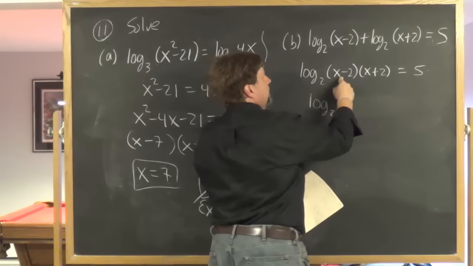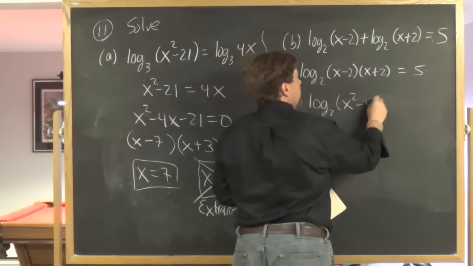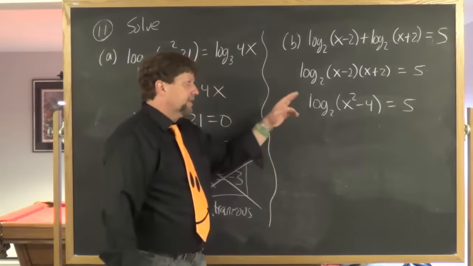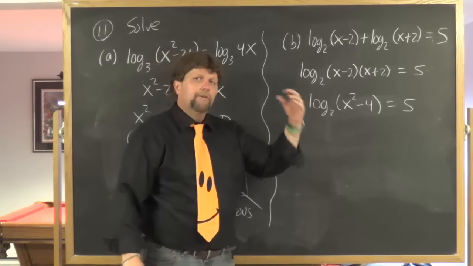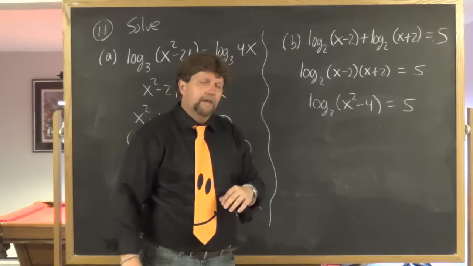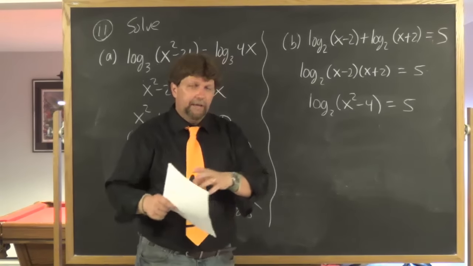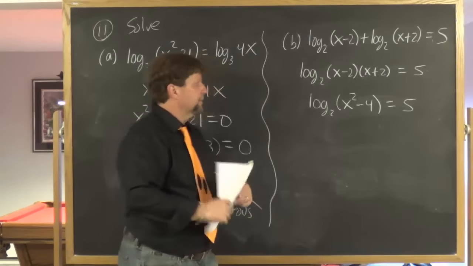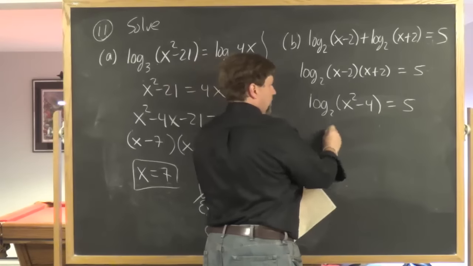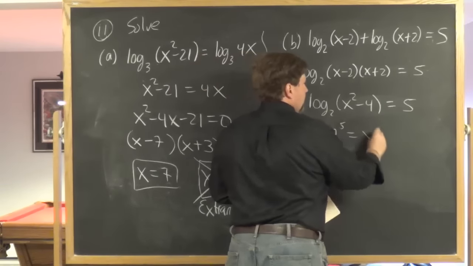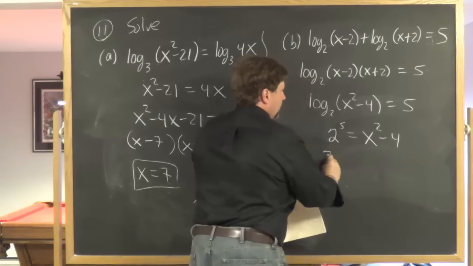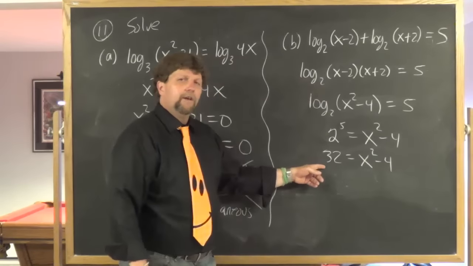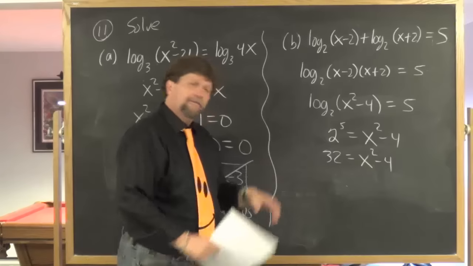Heck, we know what x minus 2 times x plus 2 is. That's x squared minus 4. And now I'm going to take this logarithmic equation and rewrite it as an exponential equation. You're kind of noticing how that's an important skill, being able to go back and forth from logarithmic equations to exponential equations. So the exponential equation here would be 2 to the 5th equals x squared minus 4. That's 32 equals x squared minus 4. That's a friendly quadratic equation to solve. Personally, I'd add 4 to both sides.